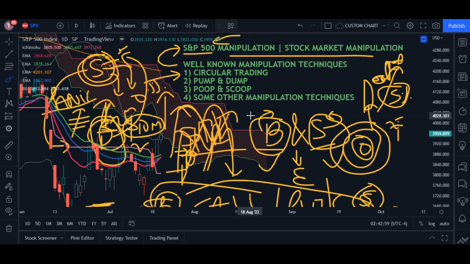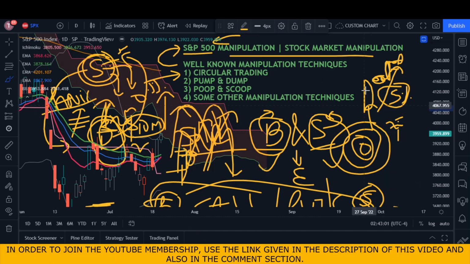Now, how to identify the trap? Like I told you, you will see one very heavy candle, then the next candle is again a heavy candle, or after the heavy candle the market is stagnant, holding for 1 day, or 2 or 3 days, then again there is a very heavy candle, or there are successive heavy candles. I'm not talking about the bear movement. I'm talking about the bullish movement, the bull movement.